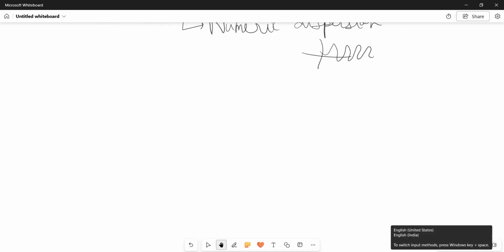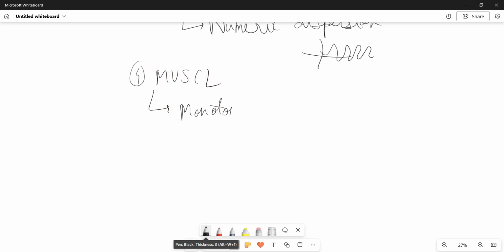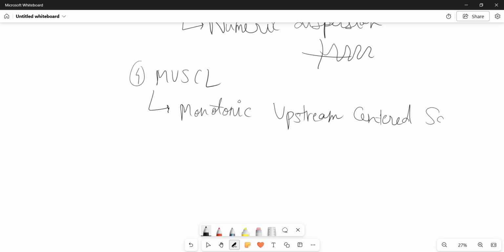Going into your MUSCL method. So going on with MUSCL, just select the pen. So yeah, your fourth method, that is MUSCL. Won't call it a muscle because there's no E. But yeah, so this is Monotonic Upstream Centered Scheme for Conservation Laws.